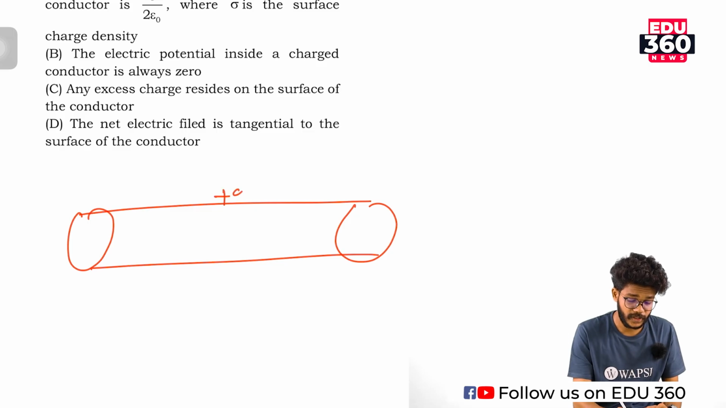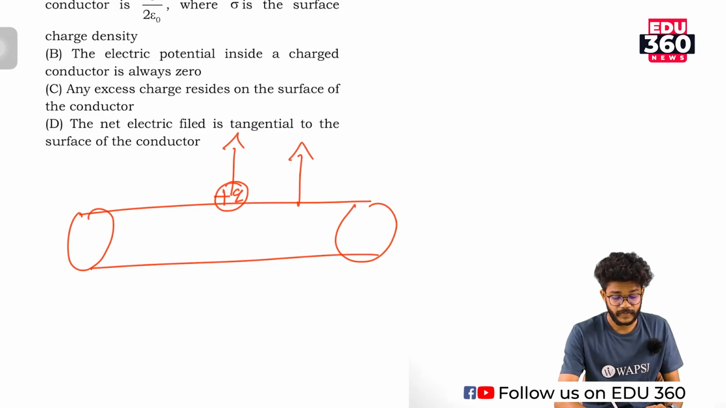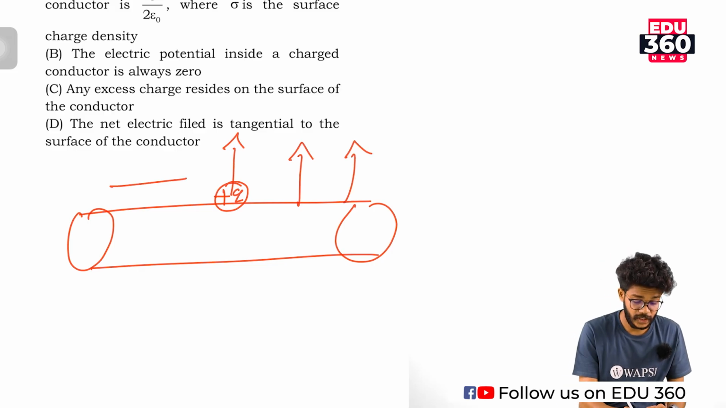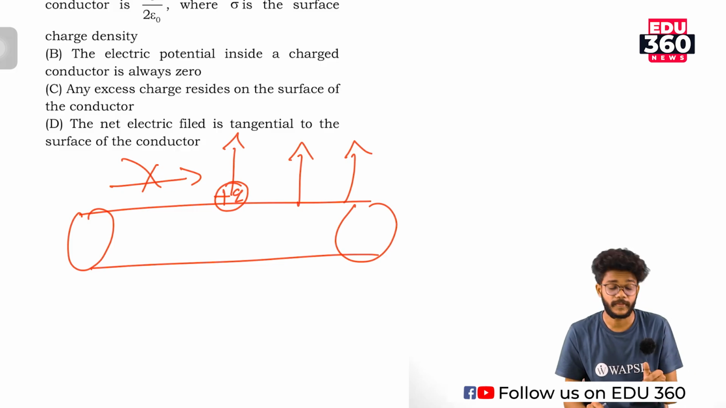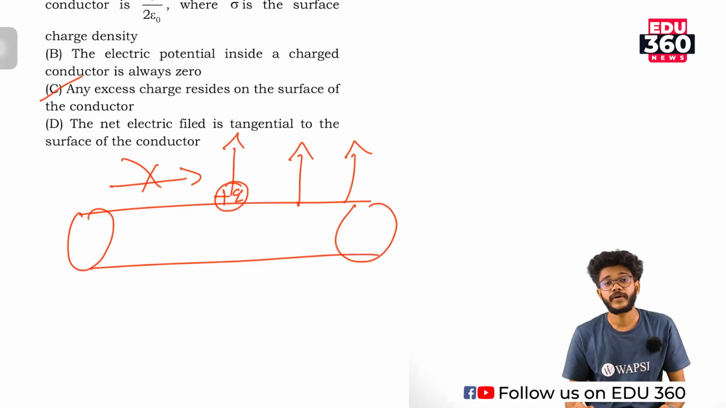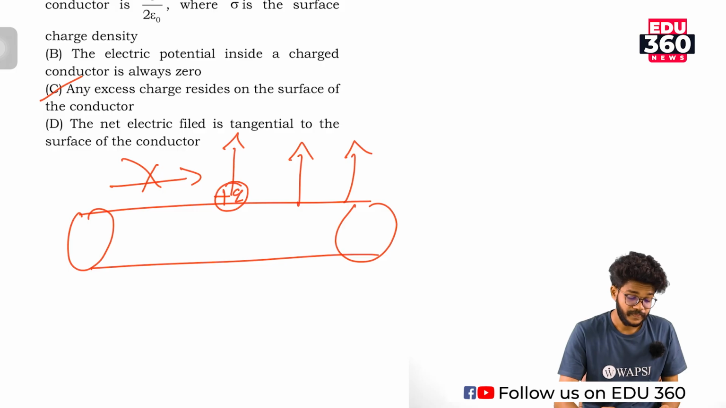If there is a charge plus q on the surface, the electric field must be perpendicular to the surface, not tangential. Tangential is wrong. It is perpendicular. So option C is the one and only correct option.